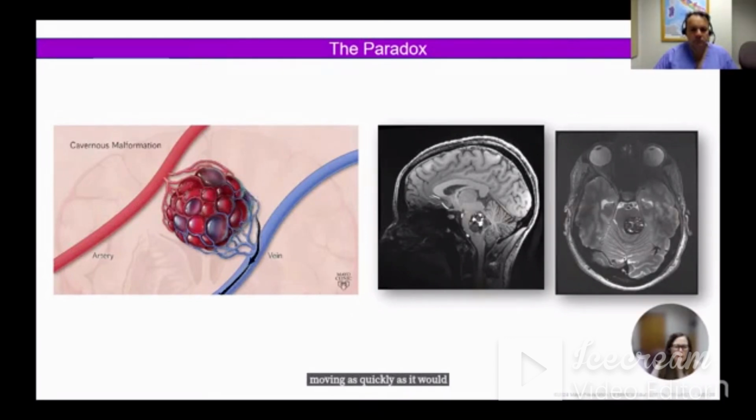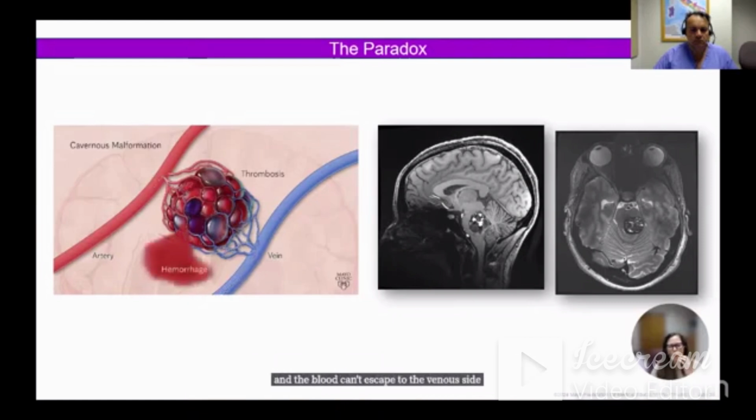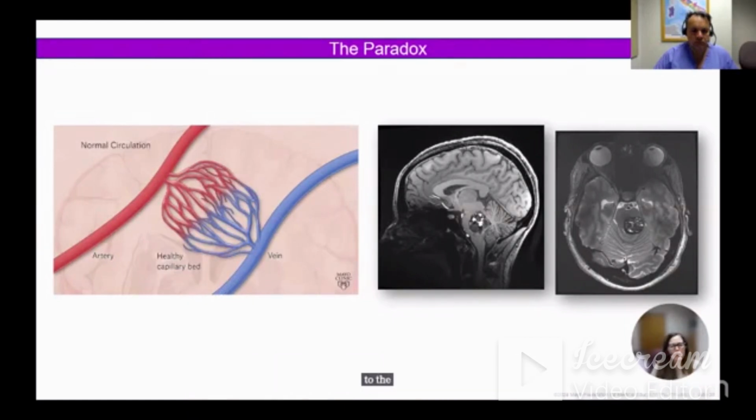and maybe you add something like estrogen, which increases clotting risk, then maybe one or two of those caverns clots and the blood can't escape to the venous side, so it escapes to the brain. So that theory would make sense why aspirin or antithrombotics might reduce the risk of cavernous malformation hemorrhage, whereas estrogens in particular might increase the risk.